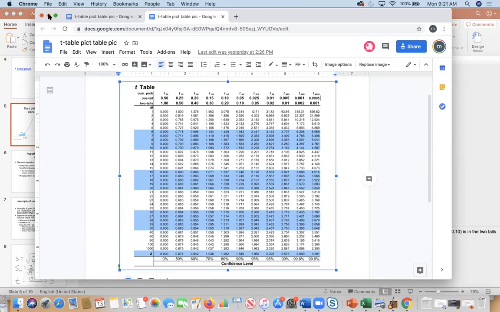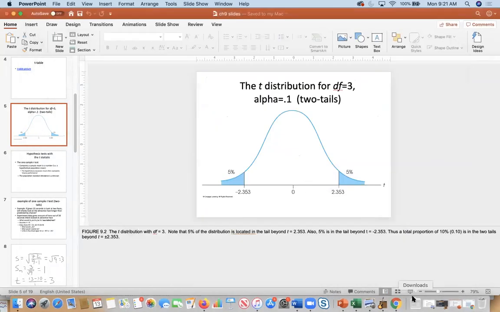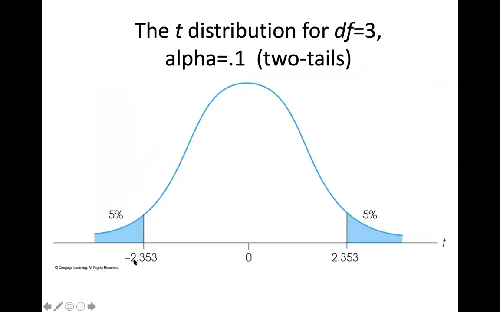You can see 2.353. That is the critical t value, which is on each side. We have a negative t value, which is the left tail, and a positive t value, which is the right tail. In the t distribution for degrees of freedom 3, it is this t value which marks the boundary to the critical region. 5% is to the left of this critical t, and 5% is to the right of this critical t right here. So that is one example. We'll do some more examples to help us find critical t's in a second.